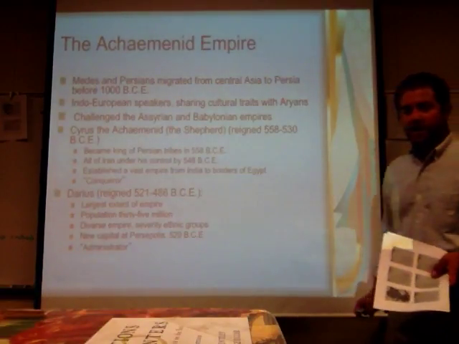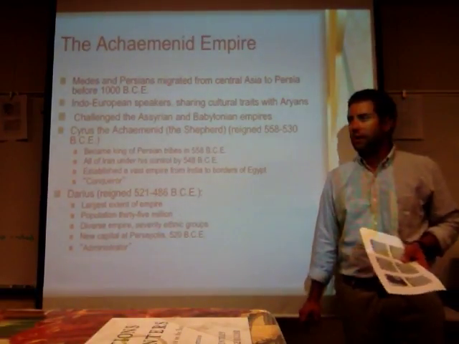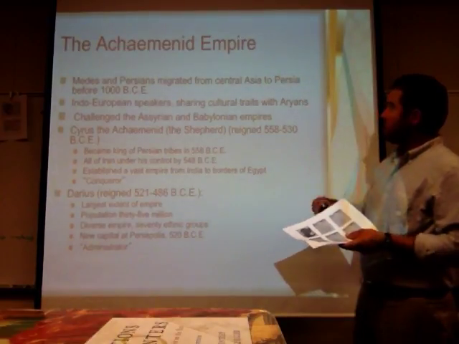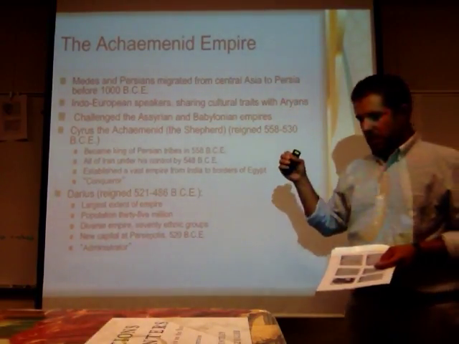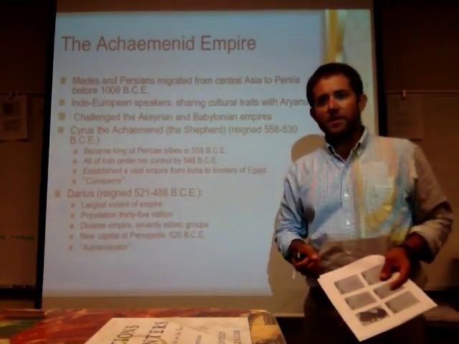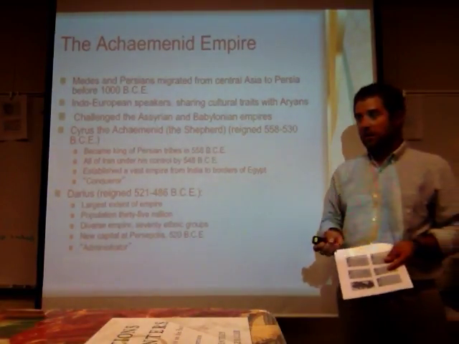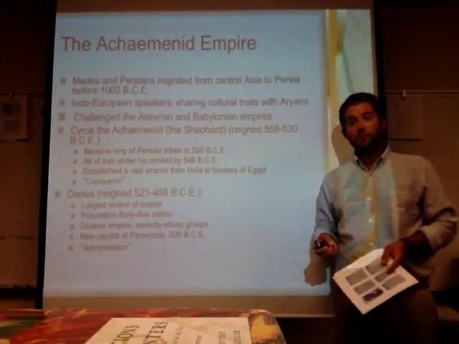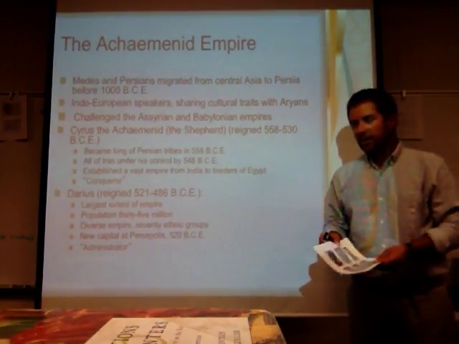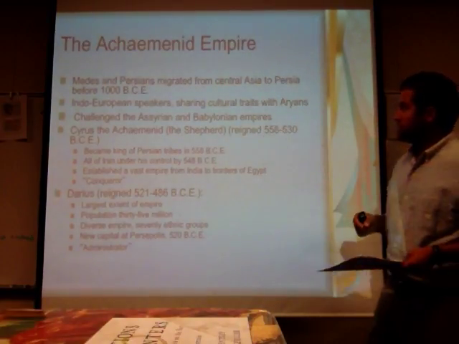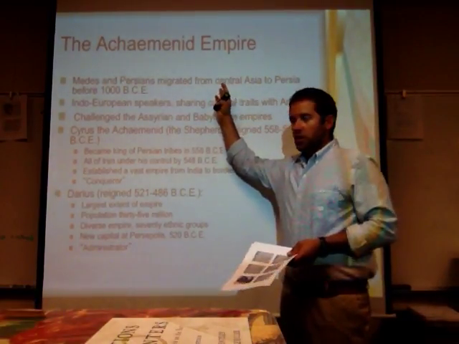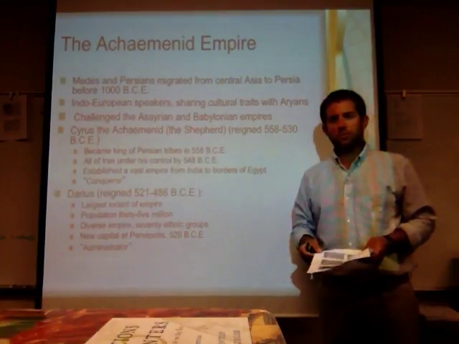So let's talk details of the individual empires now. We'll start with the Achaemenid Empire. The first 3 bullet points are really just about how the individuals that made up the ruling class of the Achaemenid Empire came to be. If you think back to our discussions in chapter 4 of India, we talked about the Indo-Europeans and the Aryans. Well, the Medes and the Persians, as you see up here at the top, were descendants of the same group of people.